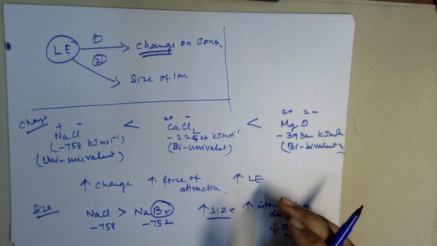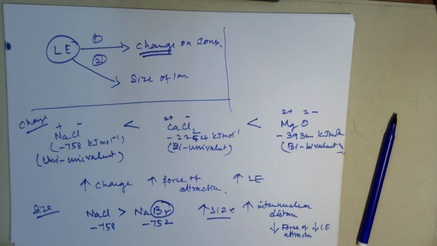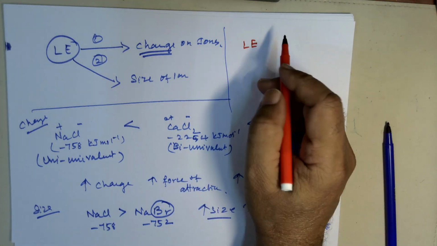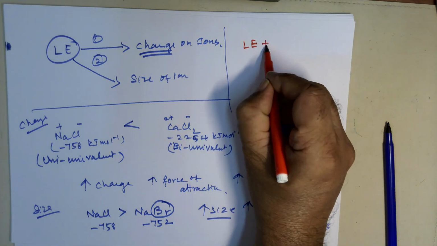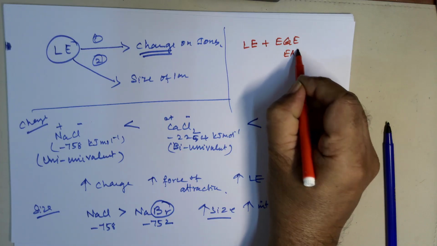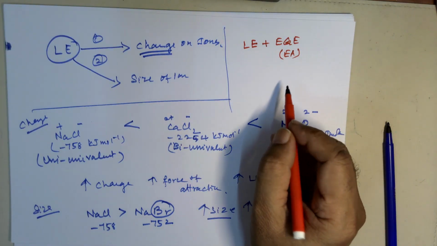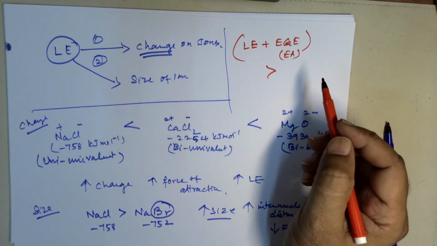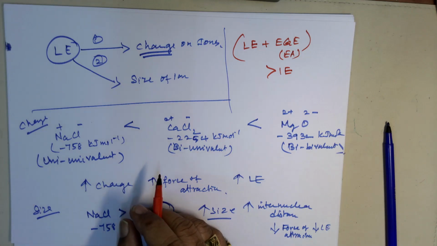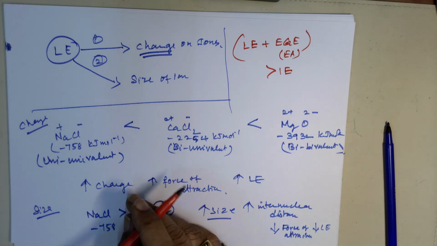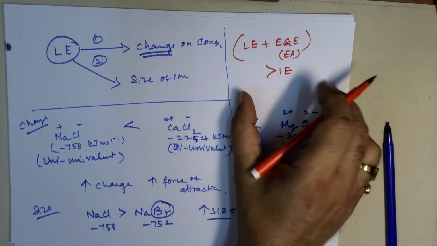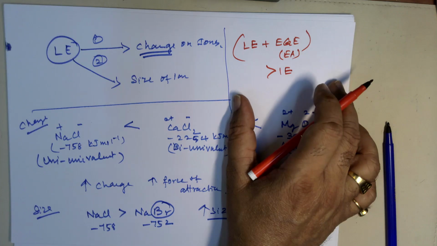Now, here I would like to stress one important point. The lattice energy or lattice enthalpy plus electron gain enthalpy, which is also called electron affinity, together is greater than ionization enthalpy. Please note this down. Greater than ionization enthalpy. Later we will be studying deeply about the Born-Haber cycle. Okay.